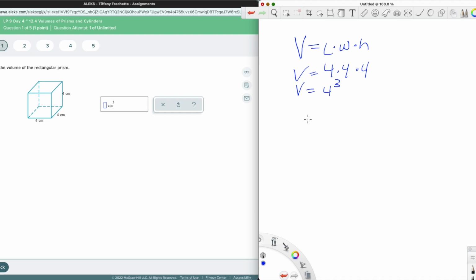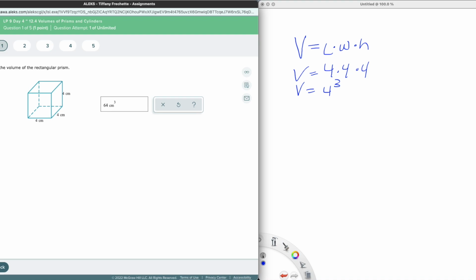They don't give us the little calculator here. So you can always use a calculator outside of the program, but they expect us to do this without a calculator. So 4 times 4 is 16. 16 times 4 is 64. So it's 64 centimeters cubed.